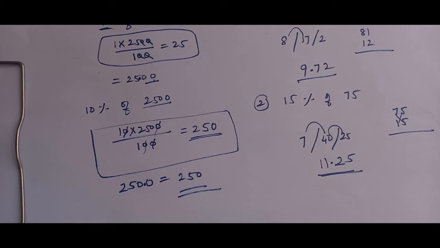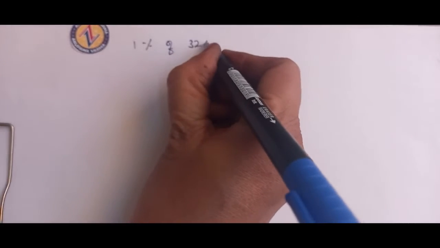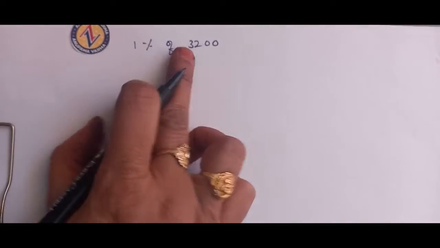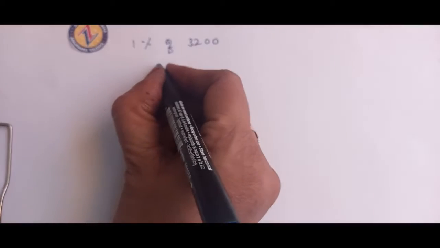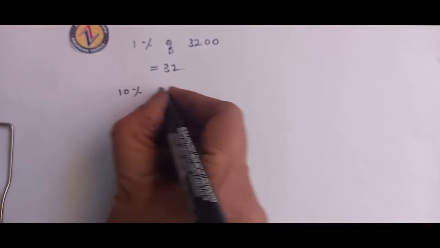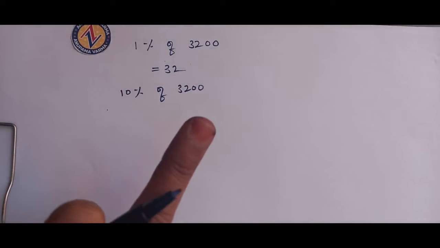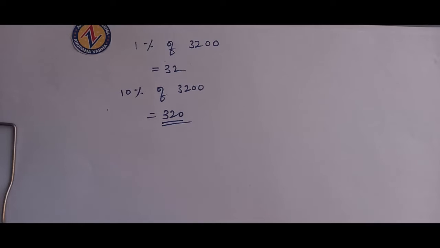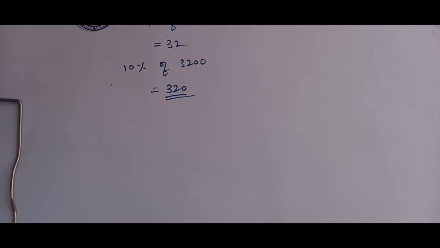Okay, let's see now. Let's take one more example of 1% and 10%. 1% of 3200. So directly I am doing what we need to do. Here we need to keep the decimal after 2 digits. We are dividing this number by 100. Keep this in mind. So the answer is 32. Then what is 10% of 3200? We need to keep the decimal after only one digit. So 320 is the answer. Do you understand this concept? Or shall I tell one more example?